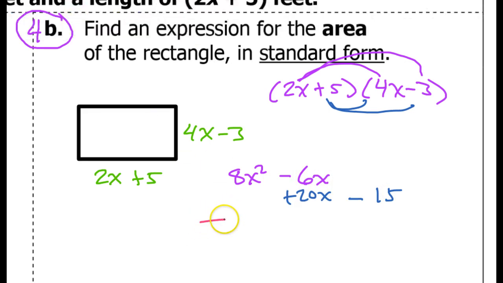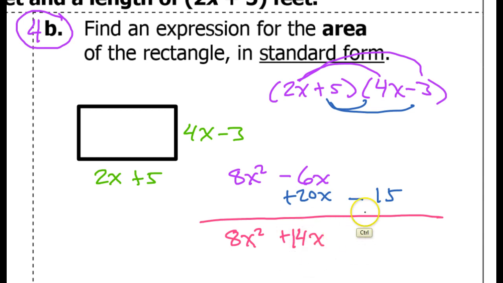So I'm going to end up combining those. So bringing down the 8x squared. Combining these, I should have positive 14x. And then bringing down the minus 15. So this should be an expression for the area.